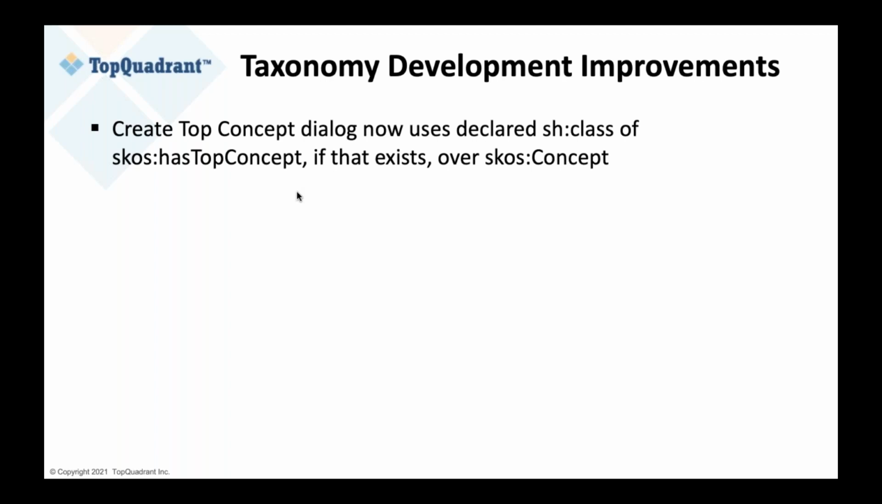Which brings me to some of the taxonomy development improvements. The one that I just described is, of course, connected to that, but we also added the capability to create a specific declared class for the top concept. So if it's defined that the top concept belongs to a certain class as opposed to just SKOS concept, then that would be used by default when you define top concepts of a concept scheme.